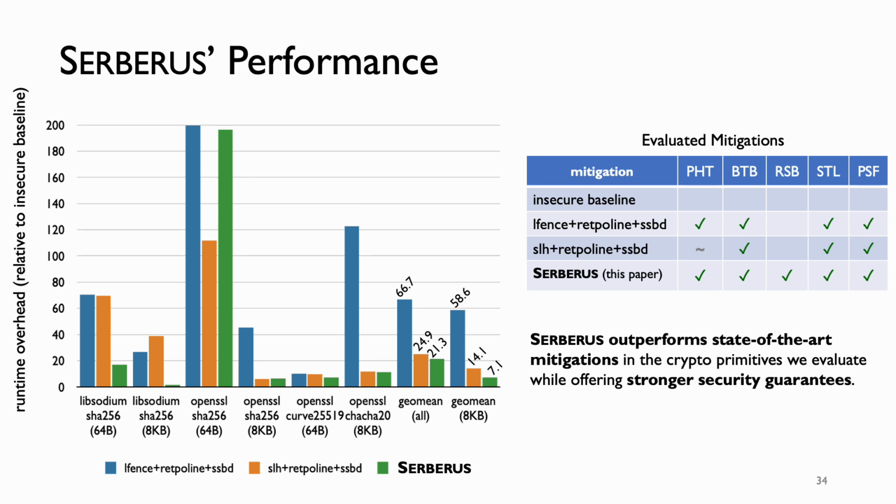So we evaluated Serberus against an insecure baseline and 2 composite state-of-the-art defenses. We show the security guarantees of those defenses in the table on the right. And we benchmarked all of these on a variety of crypto primitives from OpenSSL, libsodium, and HACL star. A subset of those results are shown here on the slide. On average, Serberus only exhibits 21% overhead across all benchmarks, and only 7% overhead across those benchmarks processing larger inputs. That is half of the next best mitigation, despite Serberus offering stronger security guarantees.